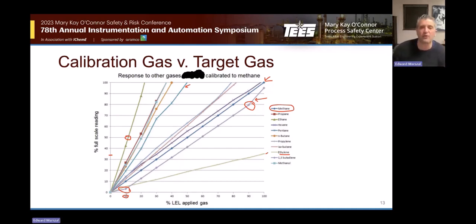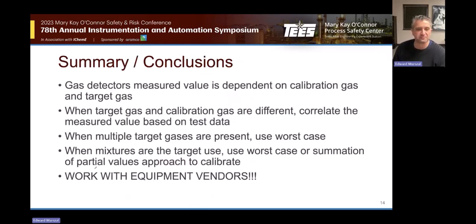Please go to your equipment vendors. While they might not give you this graph that has all the data for everything, they'll give you the information that you need to have for your application. So please coordinate with your equipment vendors.